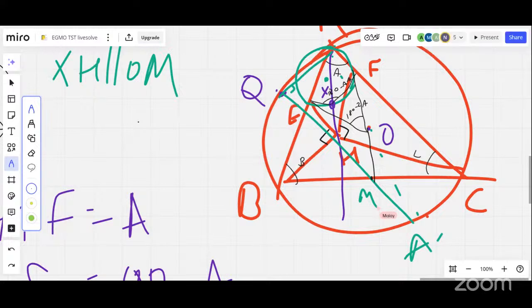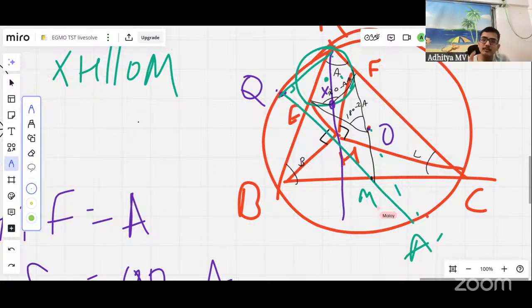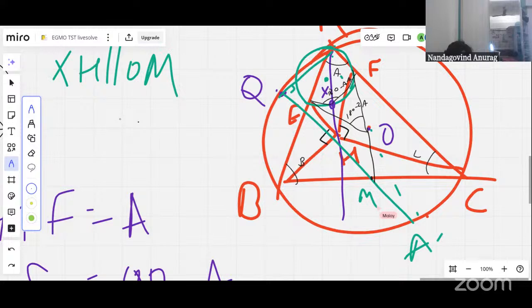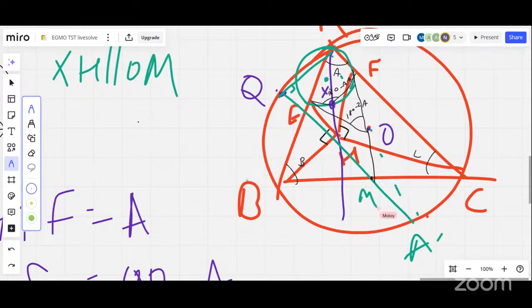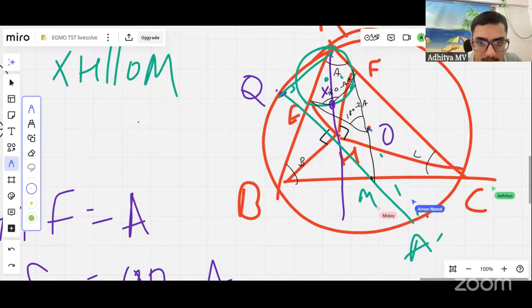Wait, OE and OF are not tangents, right? Wait, but this shouldn't be. But they are. I think they are tangents. Why are they tangents? Like AH is the median in AEF, right? Yeah, parallelogram. AHF is a parallelogram.